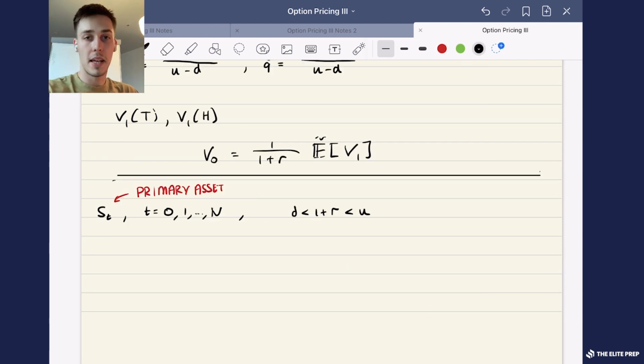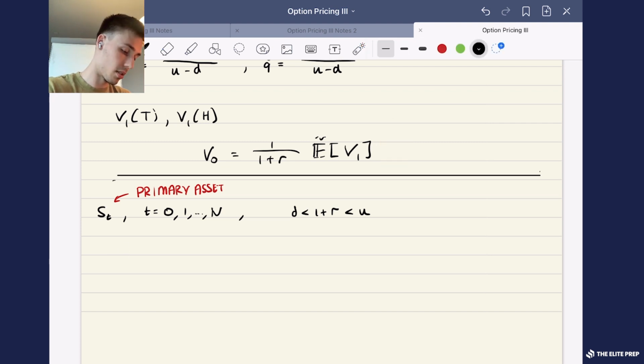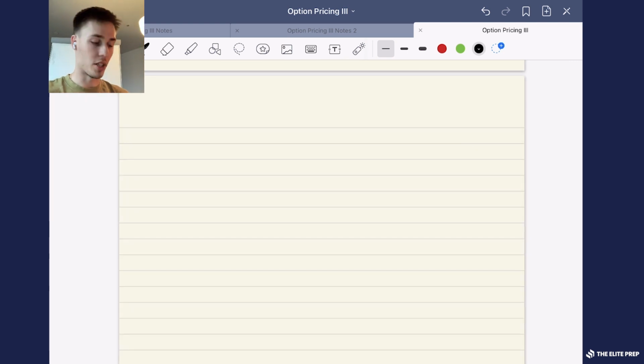There are two main foundational concepts which we need in order to extend the result above. The first concept is the concept of filtrations, and the second is of martingales. Let us start with filtrations.